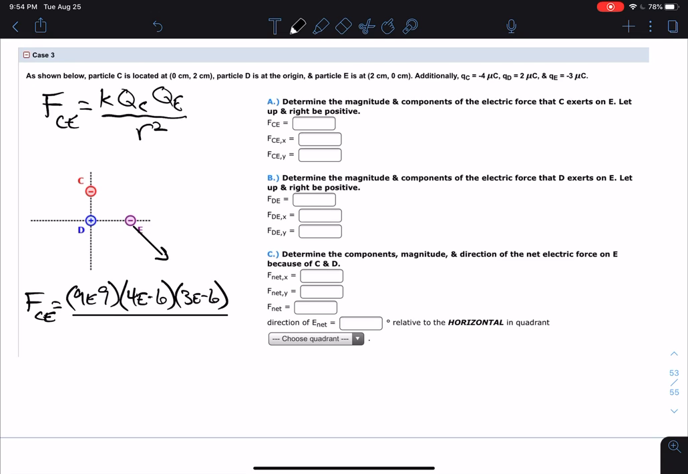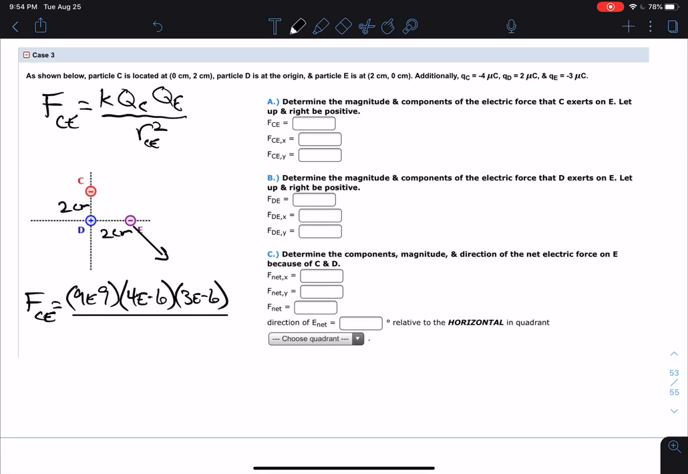Now, the thing is, I don't immediately know the distance between C and E. You'll see here that I'm told that particle C is located at 0, 2. So the distance between here and here for me, this is 2 centimeters. And then I'm told that particle E is at 2, 0. So that tells me that this distance is 2 centimeters. So the distance between C and E, I called it r squared. This is really the distance between C and E, so r sub CE.